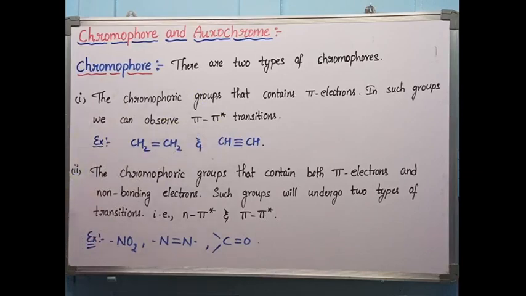Now let us see the second one, the chromophoric group that consists of both pi electrons and non-bonding electrons. In such groups you can observe both the n to pi star transition and the pi to pi star transition. You can observe NO2 and azo groups, and even carbonyl groups like aldehydes and ketones. You can see there is a double bond and there are non-bonding electrons around oxygen. We know oxygen valency is 6. 2 electrons are involved in bond formation and the remaining 4 electrons are non-bonding electrons. Those non-bonding electrons are involved in the n to pi star transition, and the pi electrons are involved in the pi to pi star transition.